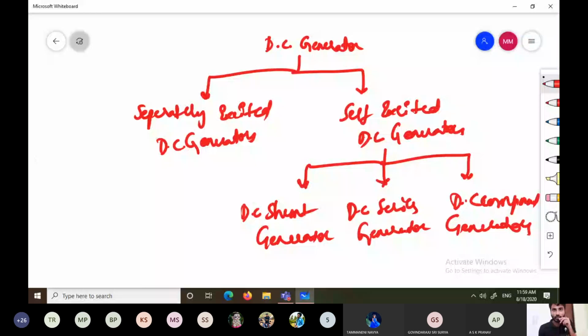Now we'll discuss each generator present in the self-excited category. So now you have understood the difference between separately excited and self-excited. Have you understood or not?